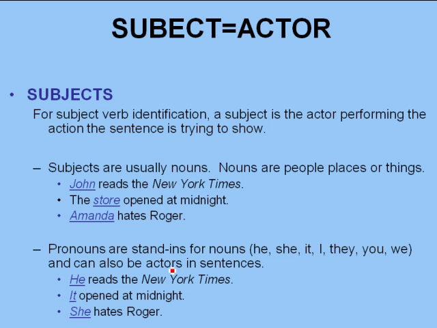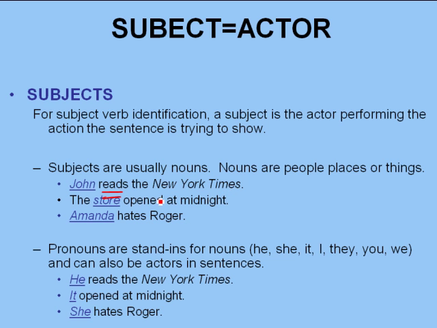It could be a noun. It could be a person, a place, or a thing in a sentence, but it's not going to be the verb or the subject of the sentence. It's not going to be the actor. So on these sentences here, John reads the New York Times. Before, we had the same sentences, and we marked that reads was the action. And so it's John who does the reading. John is the one who reads the New York Times, so he's the subject.